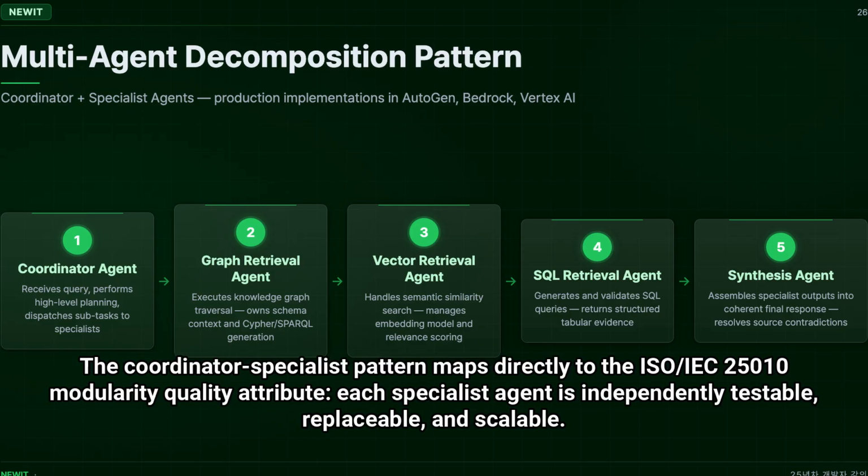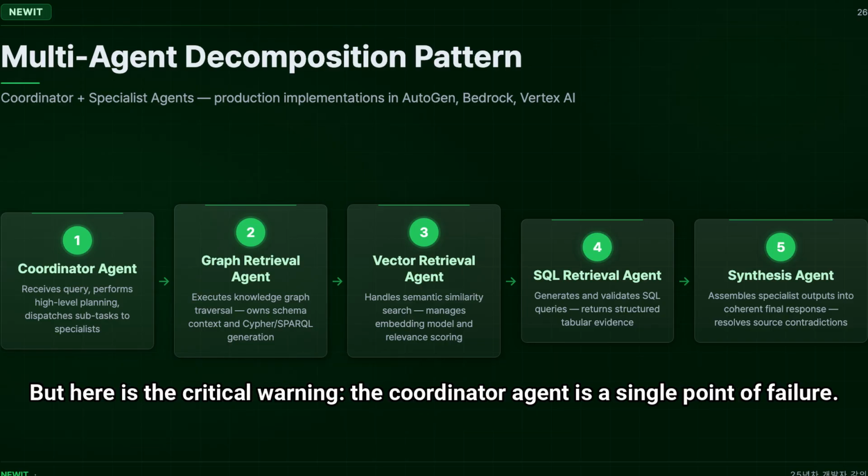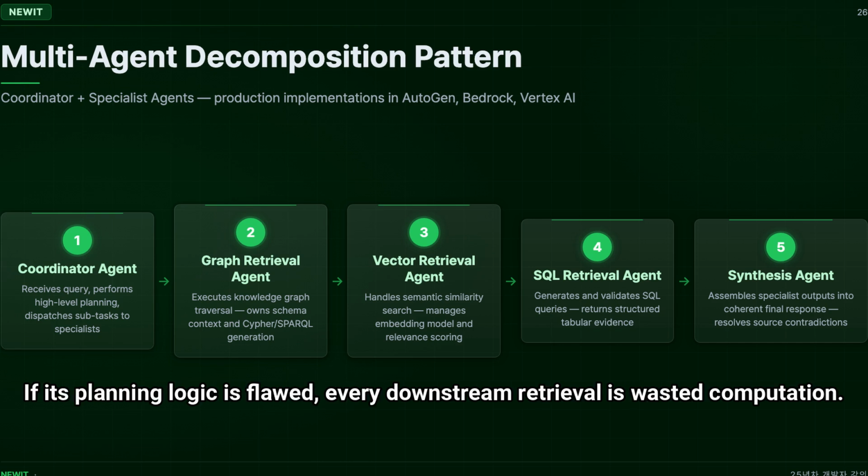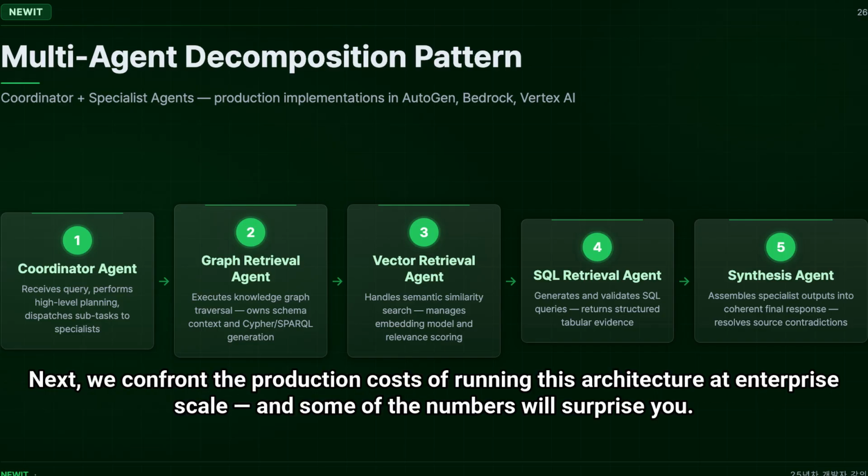The coordinator-specialist pattern maps directly to the ISO/IEC 25010 modularity attribute. Each specialist agent is independently testable and replaceable. But here is the critical warning. The coordinator agent is a single point of failure. If its planning logic is flawed, every downstream retrieval is wasted computation. Next, we confront the production costs of running this architecture at enterprise scale, and some of the numbers will surprise you.